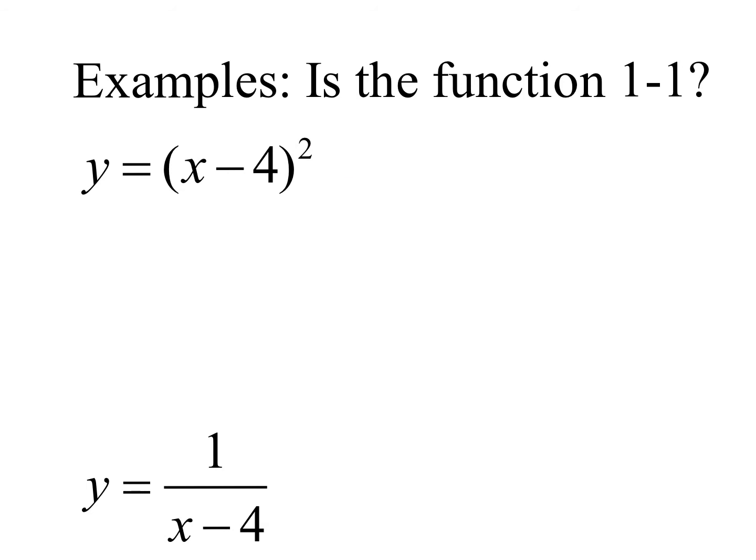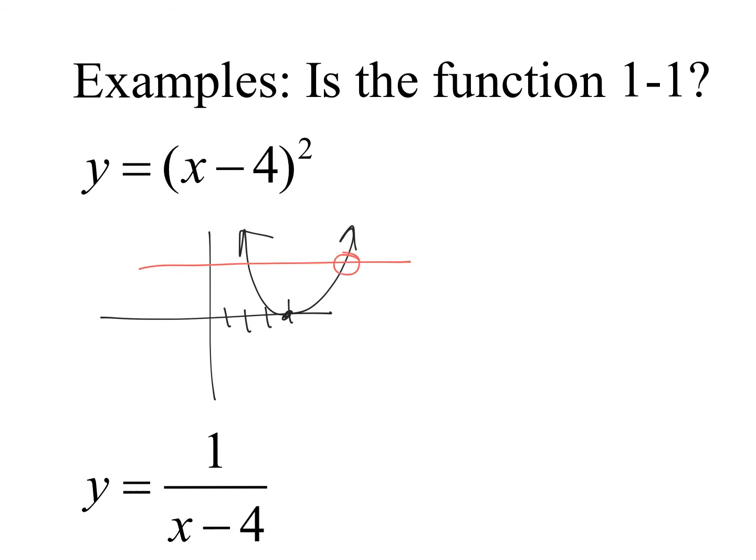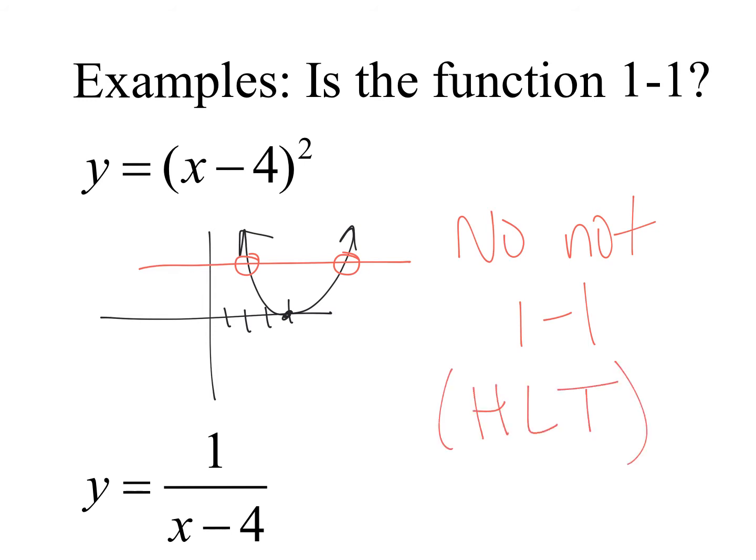It's a U shape. It's pointing up. And this -4 here in the parentheses, remember how that moves it to the right 4? 1, 2, 3, 4. So here is what my parabola looks like. Is this a one-to-one function? The answer is no, because the horizontal line test touches the graph twice. So no, this is not one-to-one because it doesn't pass the horizontal line test.